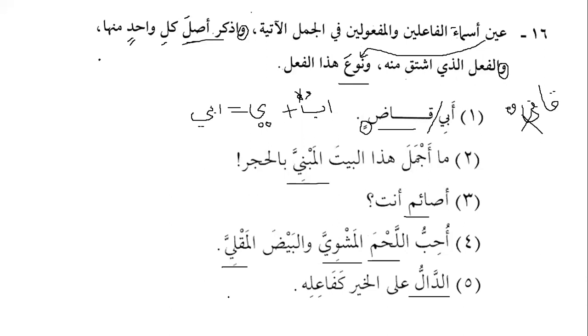Ad-da'alu ala al-khayri kafa'ilihi. We discussed in the previous lesson. Ad-da'alu is derived from dalla yadullu fahuwa da'alun. And what about fa'il? Don't forget fa'il. Dalilun. Dalilun, excellent. What about fa'ilun? Fa'ilun also here we have fa'ilun. It is basically fa'ala. From fa'ala we have fa'ilun.